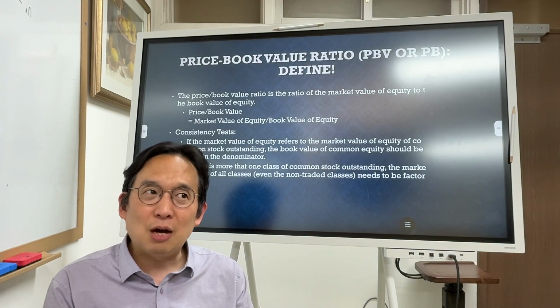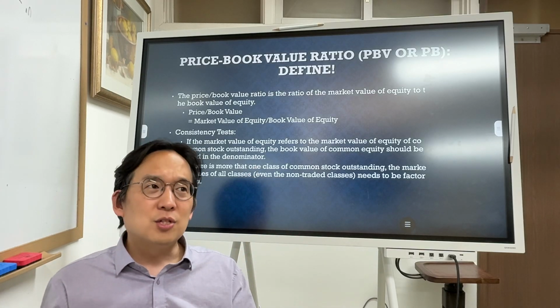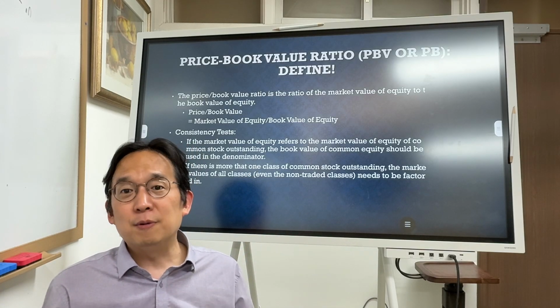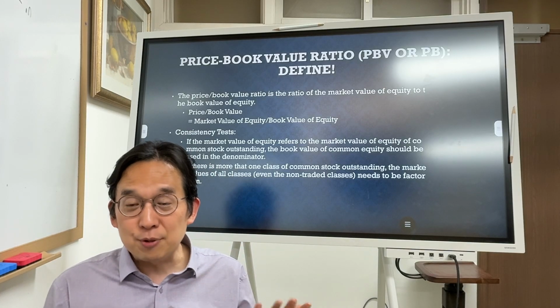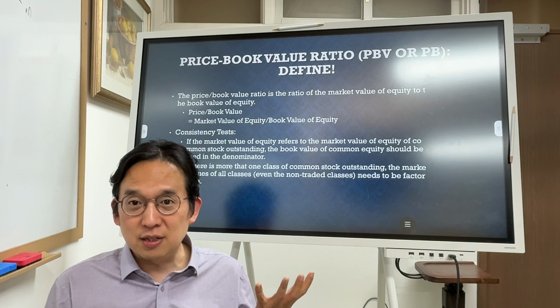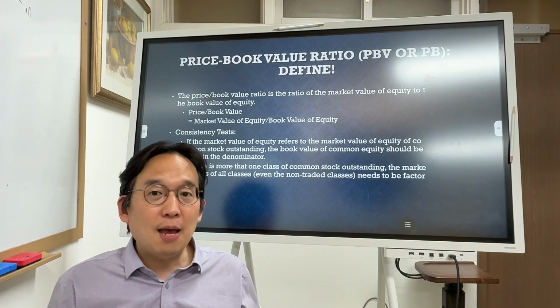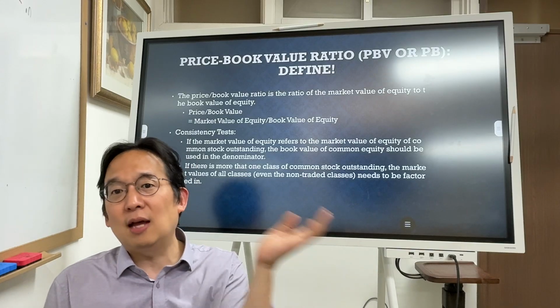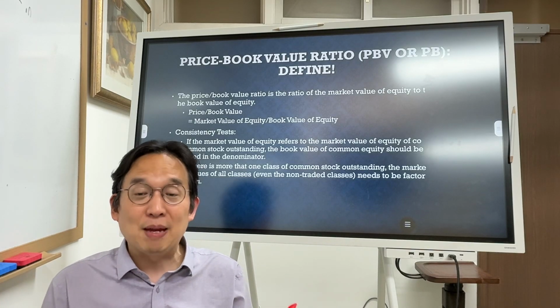But for our baby step approach at the intermediate corporate finance level, just use the variable name SEQ, shareholders' equity, in Compustat. Book value of equity, that's it. That's just good enough. And then the market cap is the number of shares outstanding times the price per share. That's just good enough as a baby step.